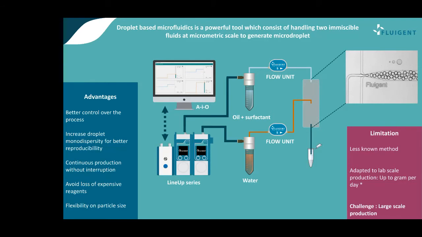Microfluidics makes automation possible, so we can produce continuously without interruption. By increasing the monodispersity, we avoid the loss of expensive reagents. And it is really easy to control the flow rate. So to have flexibility on particle size, by changing the flow rate, it's really easy to make different batches of different particle size. The limitation of this technology is that it remains less known in industrial pharmacy, in the industrial area.